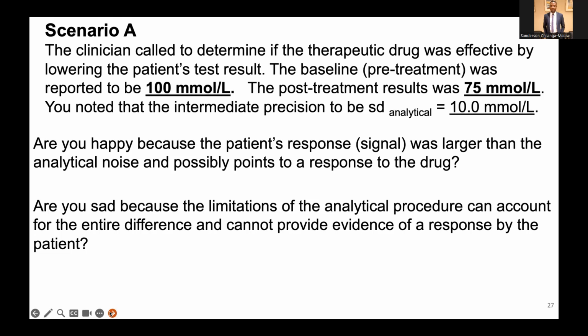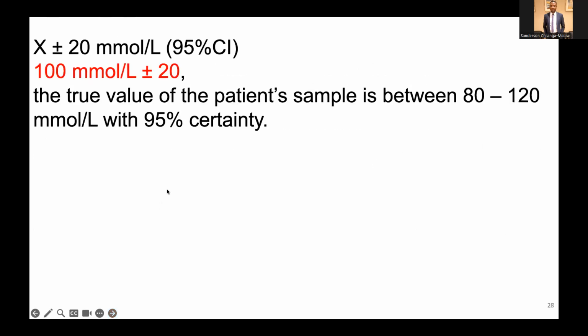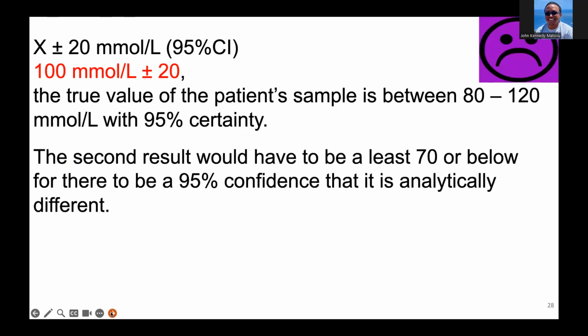So Sanderson, you're right. The only thing I would say is that you used the 99% percentile unit, but for the expanded uncertainty, we're still using the factor of 2. So here we're taking our imprecision, which was 10, and saying that if you multiply 10 times 2, that's 20, right? So we had 100 millimoles per liter initially. So plus or minus 20 gives us a range of 80 to 120 with a 95% certainty.